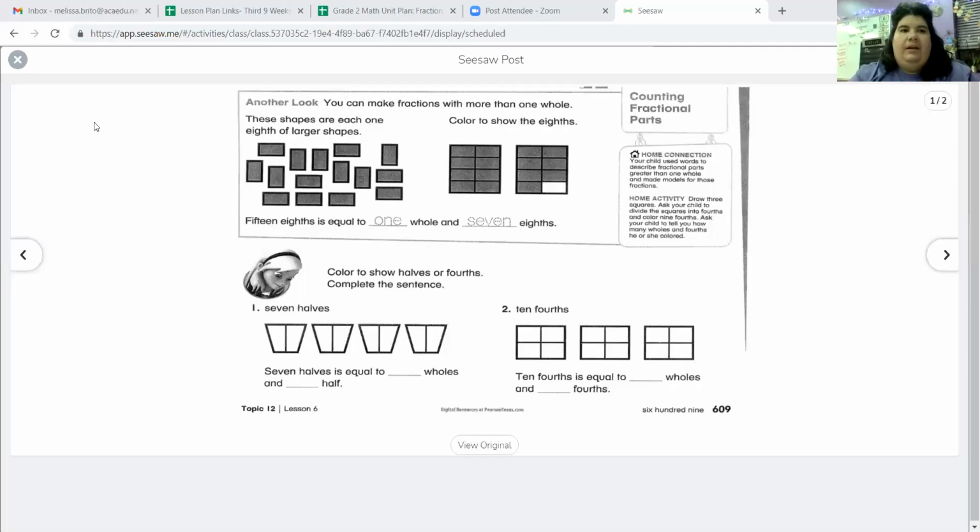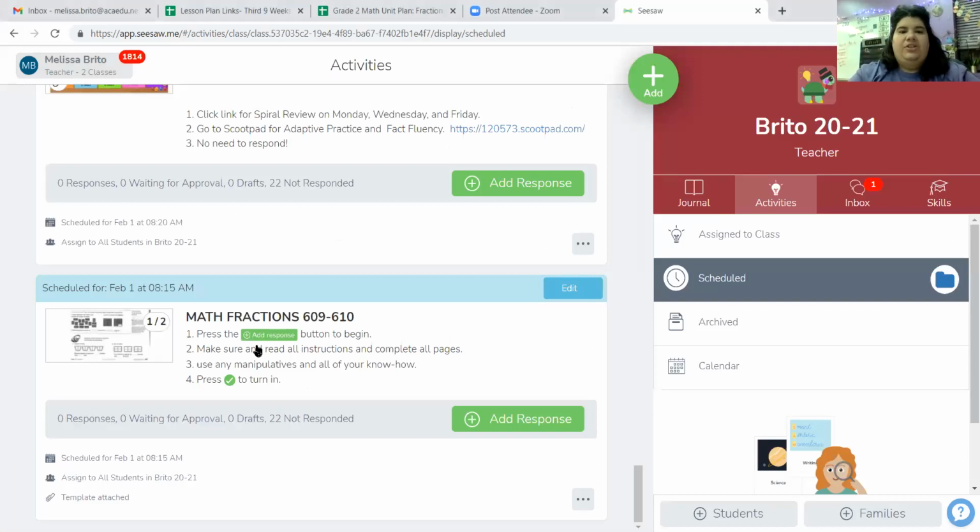Now, I was looking at the assignment earlier, and I think you guys can totally do this one on your own. So let me bring it up here. Give me 1 second for my screen to switch. Okay, here's our seesaw for today. Now, let's go back to the assignment just for a second. It's fractions 609 and 610.